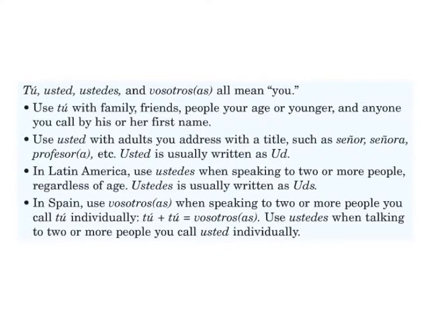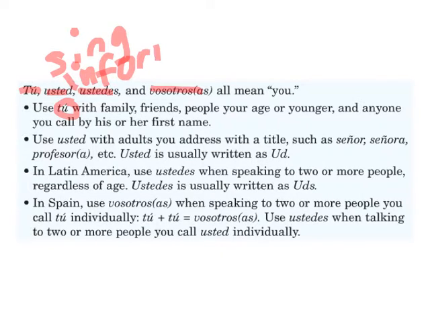So, probably the most confusing thing that we're going to be working with here is how to say you. And we're going to be working with this in class and practicing as well. But we have 4 ways to say you. Tú, usted, ustedes, and vosotros. Now, tú is singular, so you're talking to one person, and it's informal or familiar. So you're talking to one person who is an informal relationship. This could be your family, your friends, people your age or younger, and anyone you call by their first name. So that's kind of a good way to figure it out.